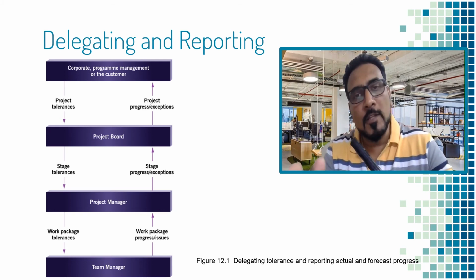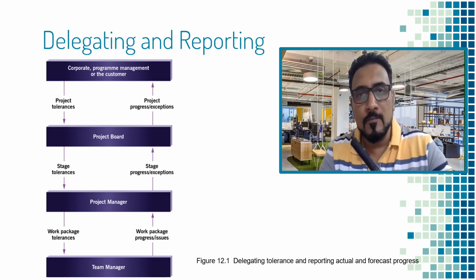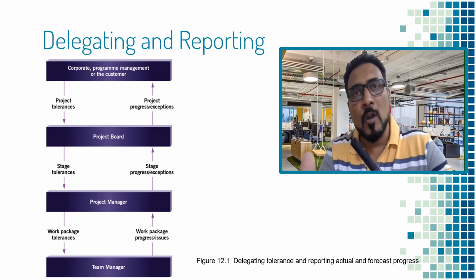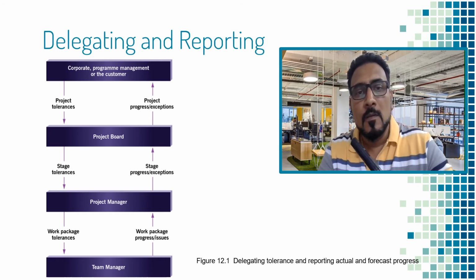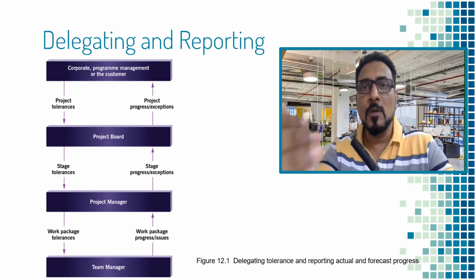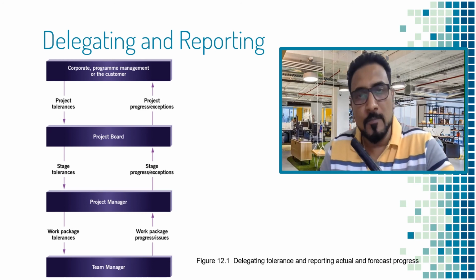Now let's look at the organization structure that is there in PRINCE2. We've already seen in the organization theme the 4 levels of management that are there in an organization and the 3 levels that are part of PRINCE2. So you have the corporate or program management, which actually sits outside PRINCE2, and sets the tolerance for the entire project. And they hand over the project to be done to the project board.